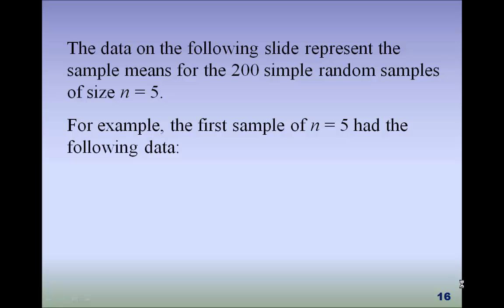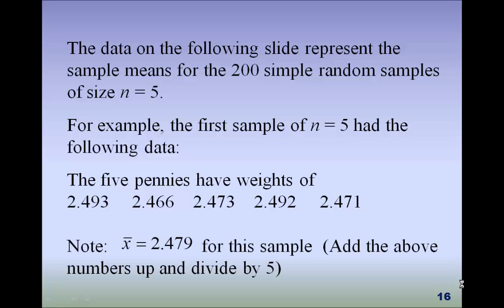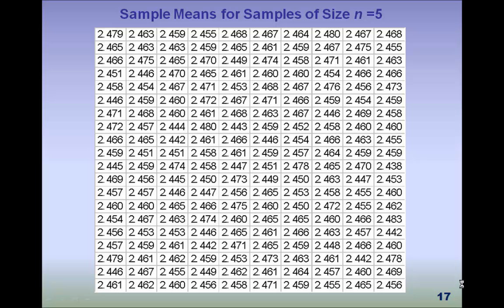For example, the first sample of n = 5 had the following data. They picked out 5 pennies, and the weights were 2.493, 2.466, 2.473, 2.492, and 2.471. Then the mean was calculated, and recall we find a mean by adding up all the numbers and dividing by how many, in this case 5. So the mean for this one sample is 2.479. They did that for 199 other samples, and these are the means that they found.